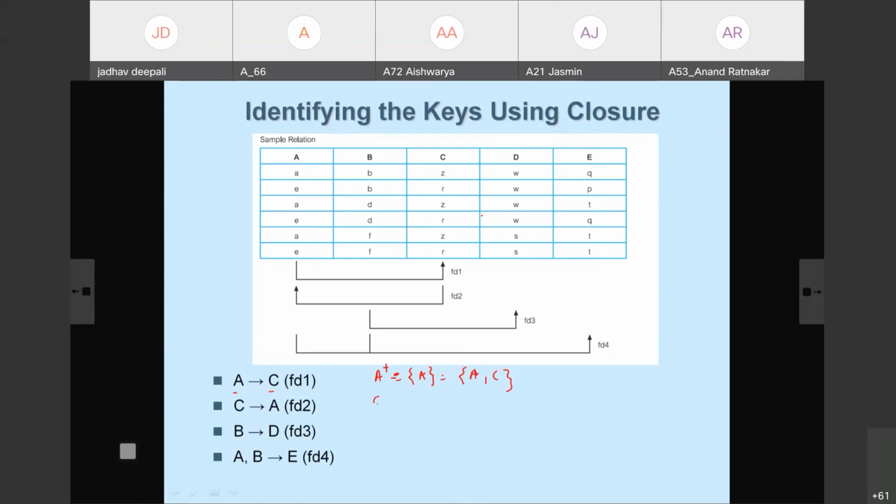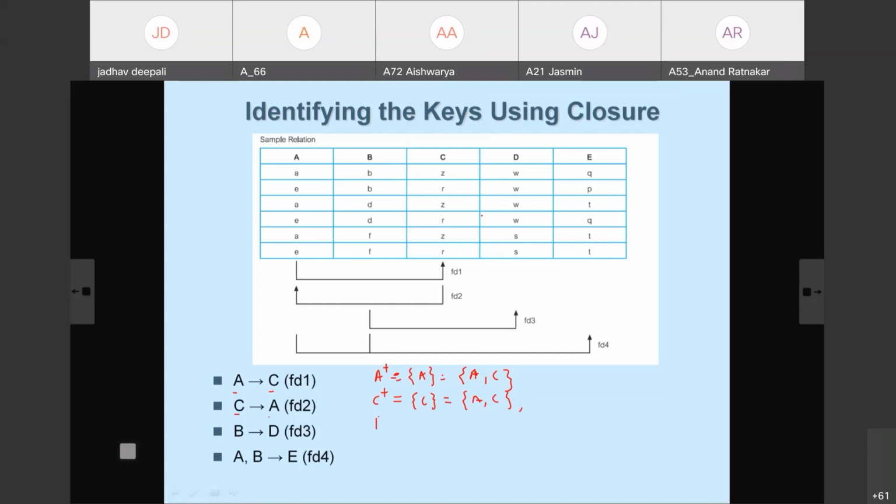Now suppose I calculate C closure. First I am going to add C here. C tends to A is there, means A comes into the result. Then C and A is there. No other attribute we can add here.